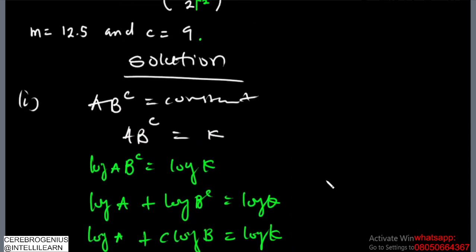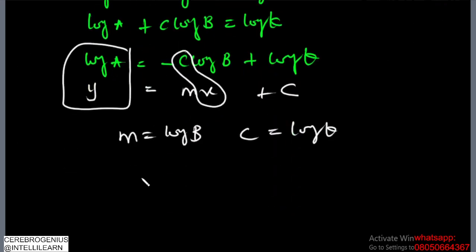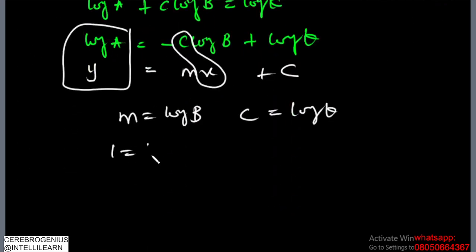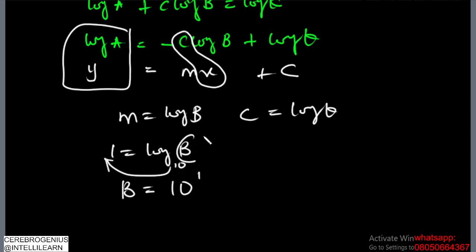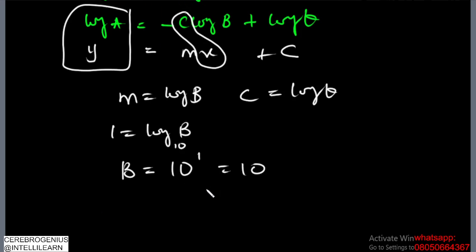Now we have a value for the slope, which is 1. So we're going to say 1 equal to log b. Then b is going to be what? 10 raised to power 1. Since this is base 10, you do this raised power this, that will give you the number that is here. So b is equal to 10. So that's the solution to the first question.